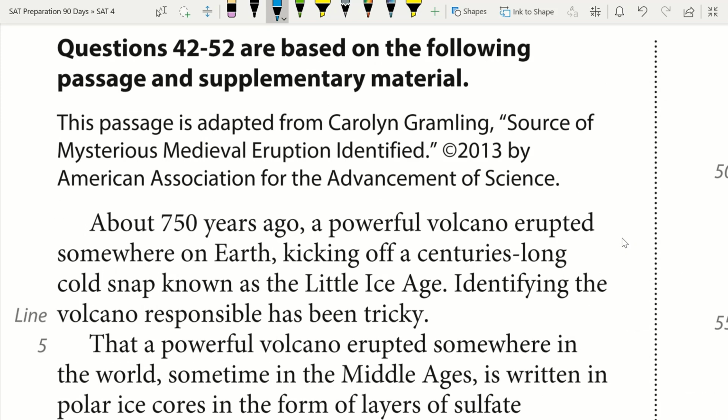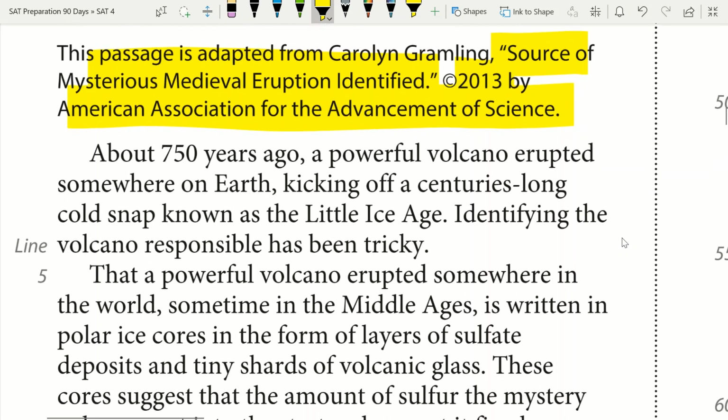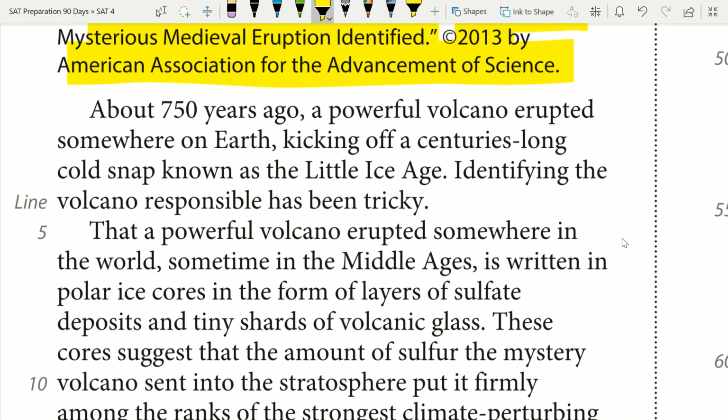Questions 42 to 52 are based on the following passage and supplementary material. This passage is adapted from Caroline Gramling, "Source of Mysterious Medieval Eruption Identified," copyright 2013 by the American Association for the Advancement of Science. About 750 years ago, a powerful volcano erupted somewhere on Earth, kicking off a centuries-long cold snap known as the Little Ice Age. Identifying the volcano responsible has been tricky.